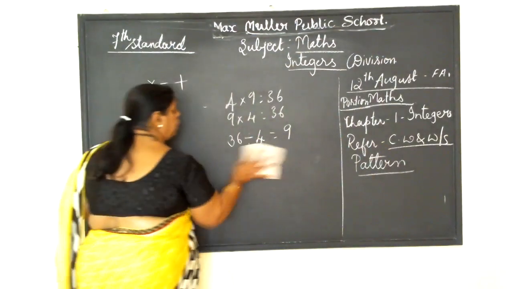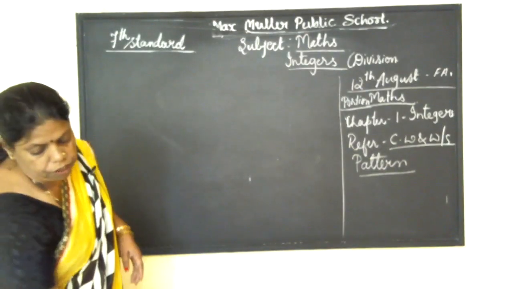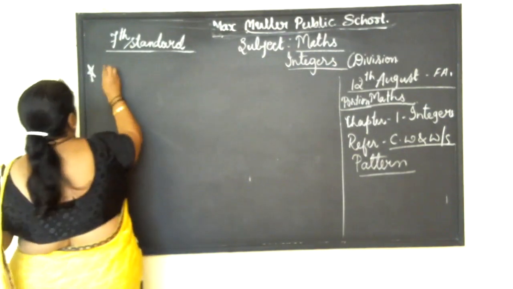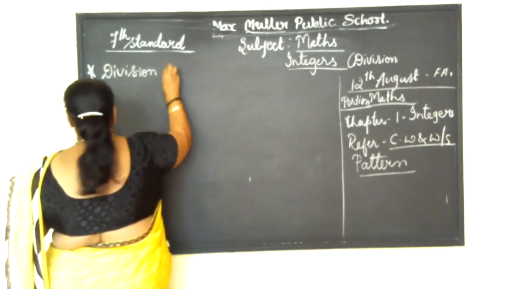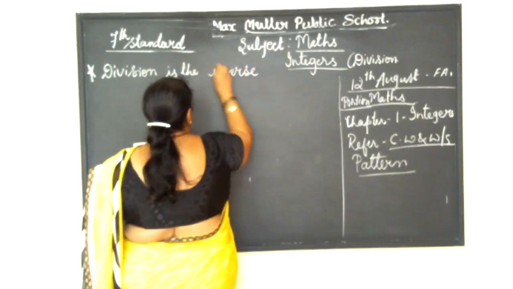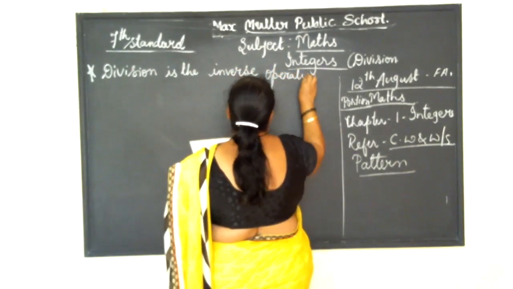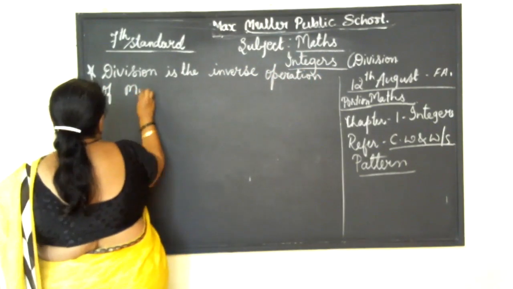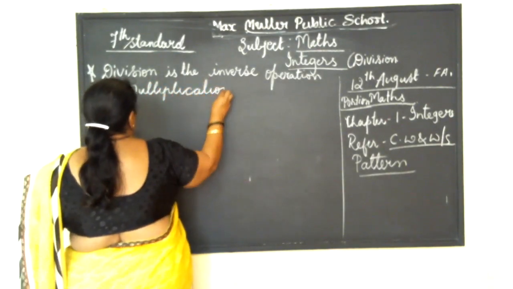This is one point to be noted. If you want, note down this one also in the answer points. Division is the inverse operation of multiplication. Okay, inverse means reverse.